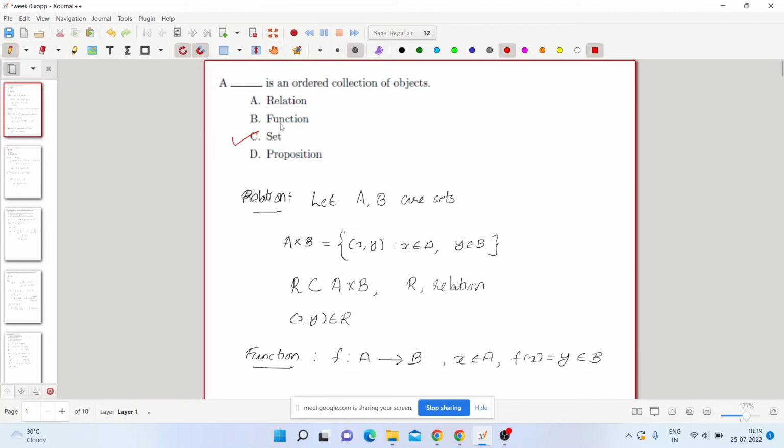No, this is asking for a general definition. What is an ordered collection of objects? It can be any object. But relation means if we are having two sets, then it is a subset of the Cartesian product. It is not any ordered collection of objects. For example, if I am taking the set x, y, z, it is not a relation, right? But it is a collection of objects. It's a well-defined collection of objects. Is that clear? Yeah, thank you.